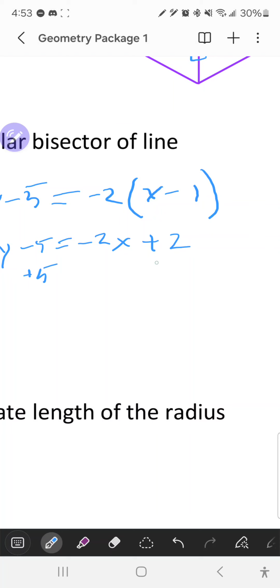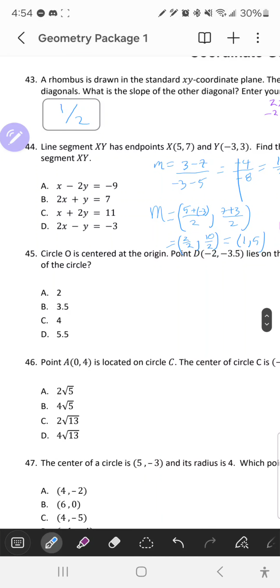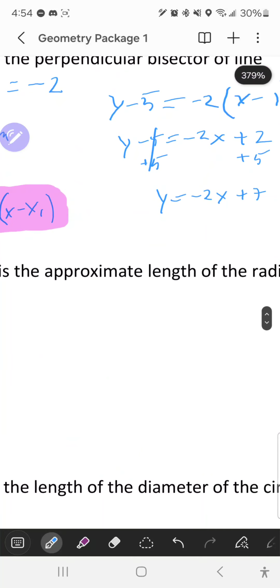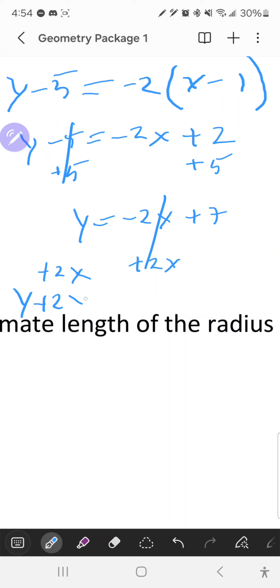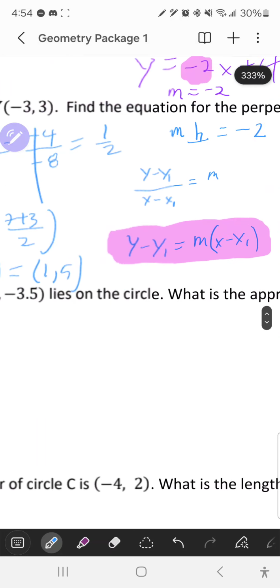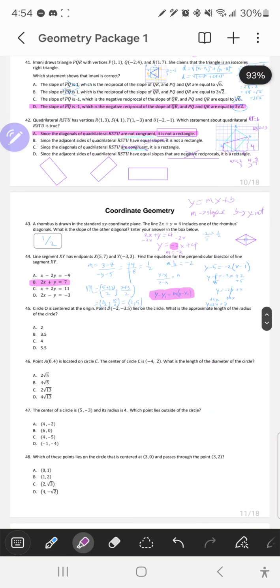Now we add 5 to both sides, and this cancels out, and we get that y equals -2x plus 7. You see that the x and the y are both on the same side in our options, so I'm going to add 2x to both sides. This cancels out, and we get that y plus 2x equals 7. And as you can see, this is what we have here, and we got the answer.